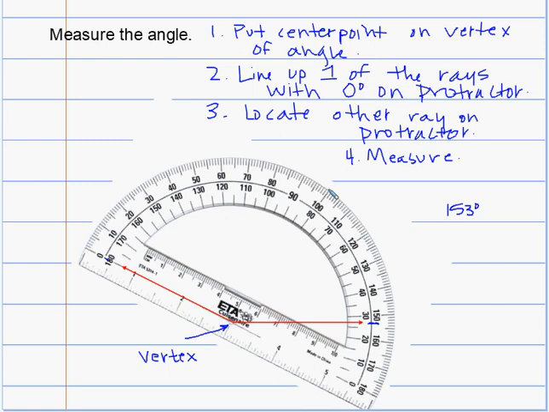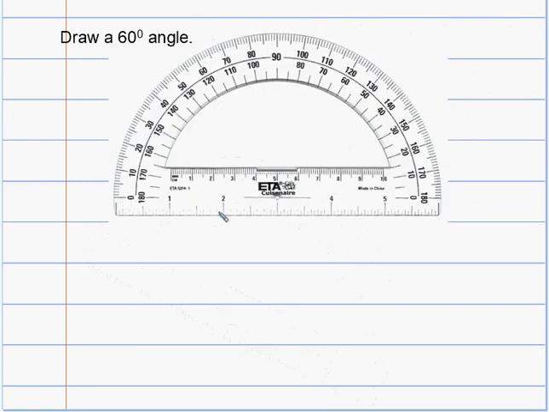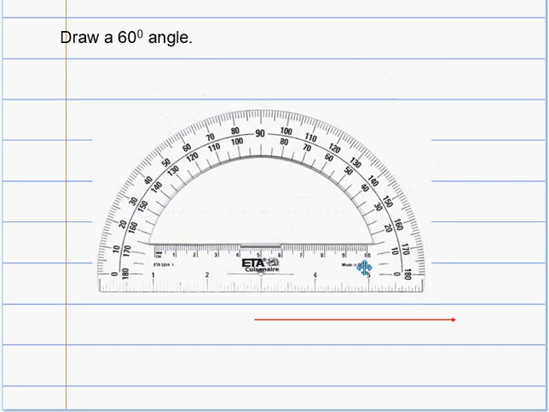Okay. I have one more thing to talk to you about though. And that is using a protractor to draw an angle. Okay, so what we need to do is we need to start with a ray. And you can put that ray anywhere on your page, going in any direction, it doesn't matter. Okay, I'm going to draw one going kind of straight out to the right. For whatever reason, I get left and right mixed up all the time.